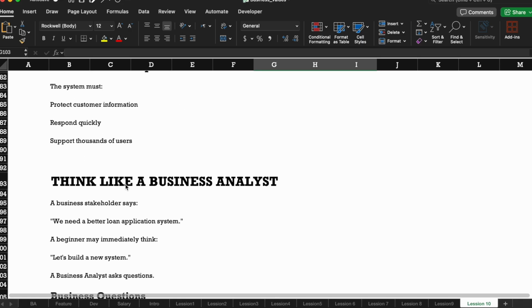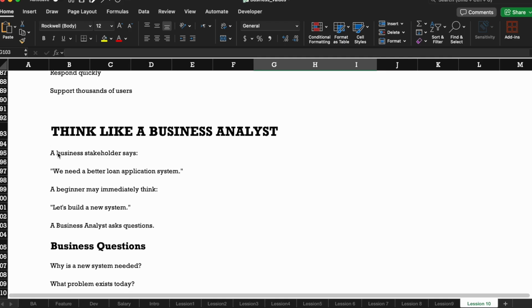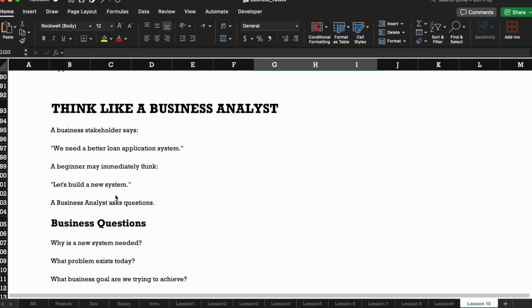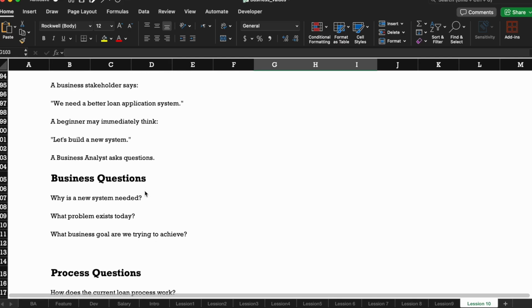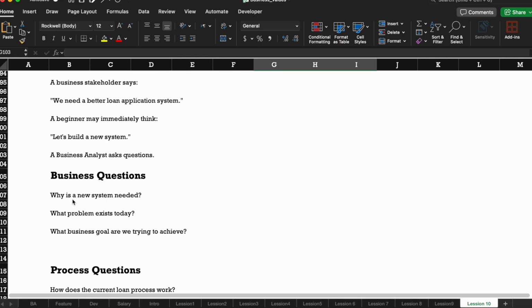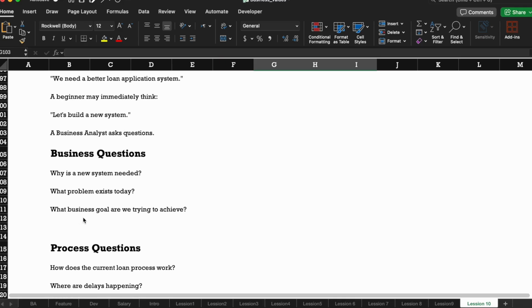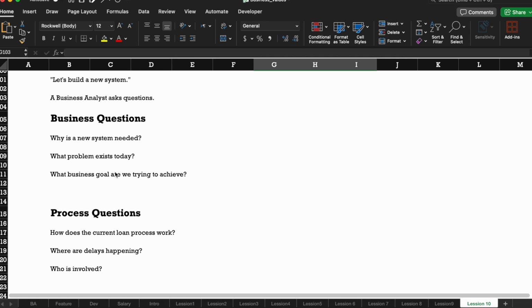Okay, so think like a business analyst. A business stakeholder says we need a better loan application system. A beginner may immediately think, let's build a new system. A business analyst asks questions. Business question: why is a new system needed? What problem exists today? What business goal are we trying to achieve? So you should always ask these questions before you capture the requirement.